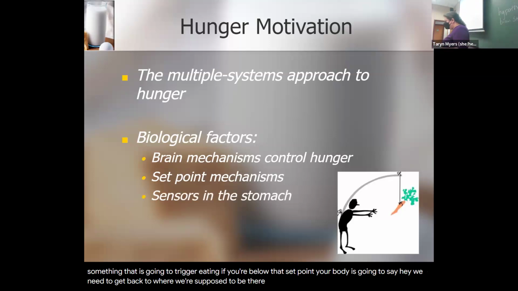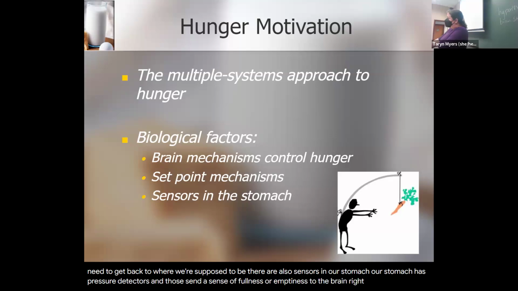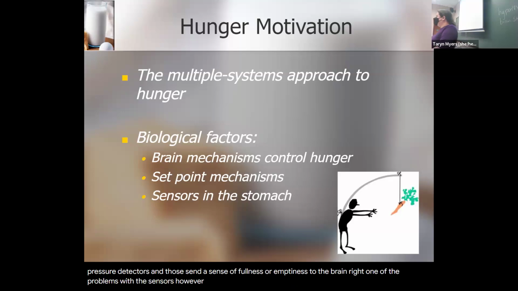There are also sensors in our stomach. Our stomach has pressure detectors, and those send a sense of fullness or emptiness to the brain. One of the problems with these sensors, however, is that they're a little delayed just because of how our body processes food.